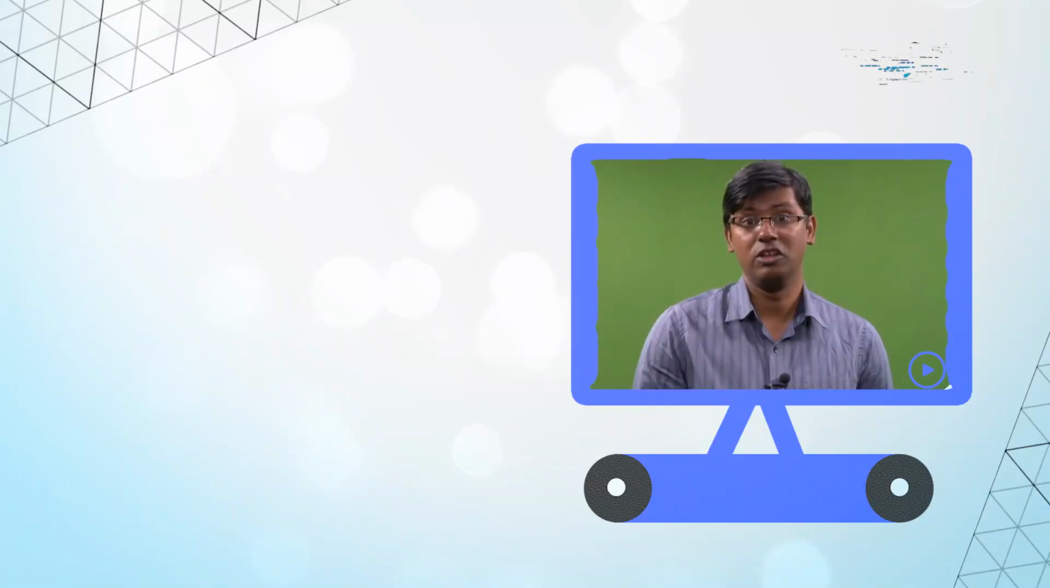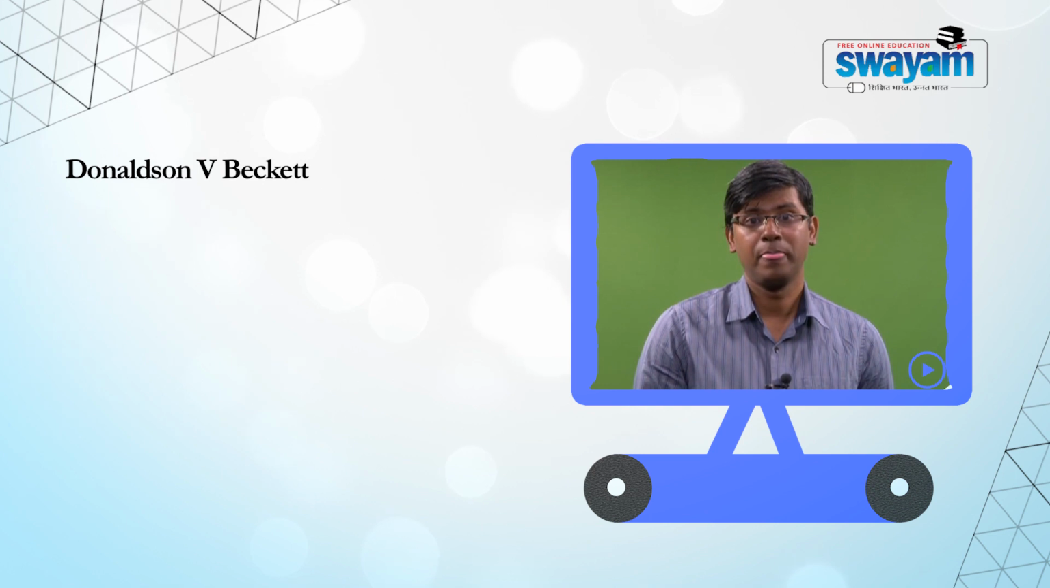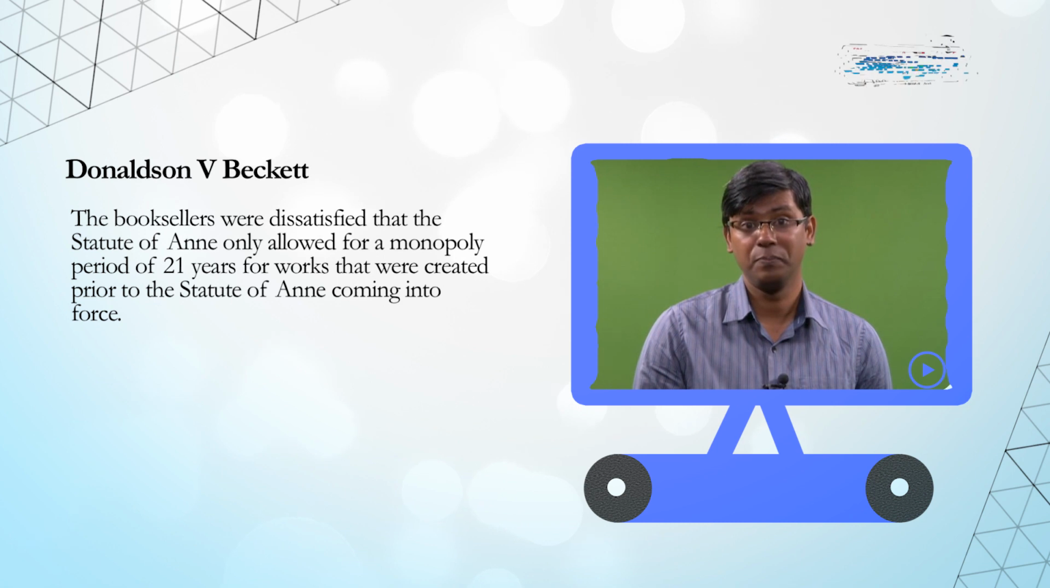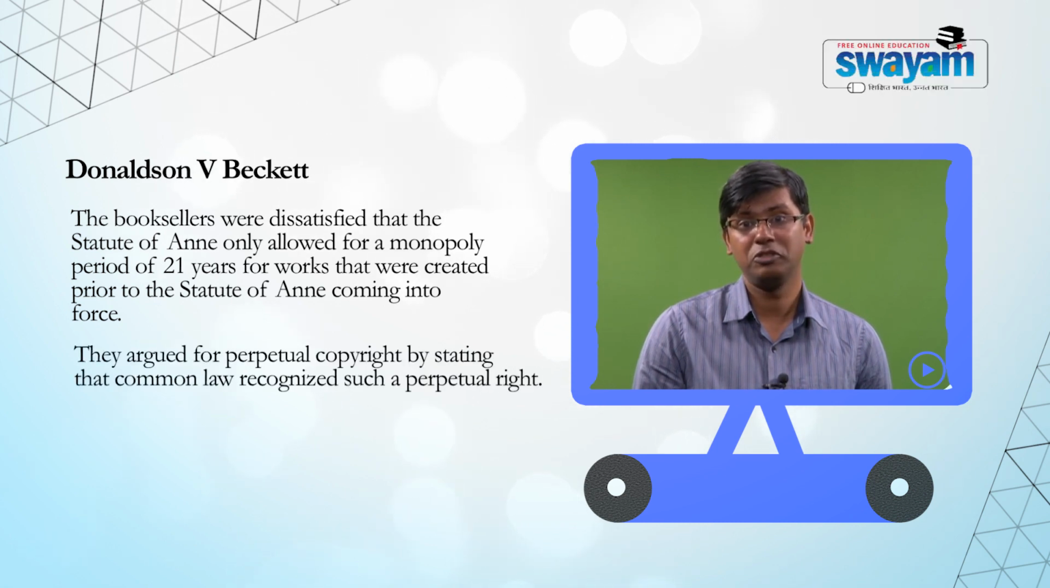The most important case that was fought during the Battle of the Booksellers is known as Donaldson versus Beckett. The booksellers were dissatisfied that the Statute of Anne only allowed for a monopoly period of 21 years for works that were created prior to the Statute of Anne coming into force. If perpetual copyright ownership was allowed, then works written by Shakespeare and others would allow the printers to maintain their monopoly. They argued specifically for perpetual monopoly, stating that common law actually recognized such a right.